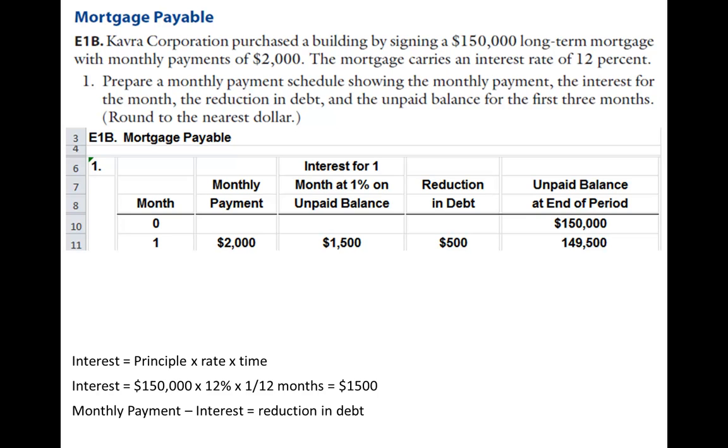And then we calculate our monthly payment minus interest. So our payment is $2,000 a month minus the $1,500 that goes to interest, gives us a $500 reduction in debt. So our payment is $2,000, but our principal balance only goes down by $500 because the $1,500 goes to the interest, the fee to the bank. So you can see that our new unpaid balance is $149,500.